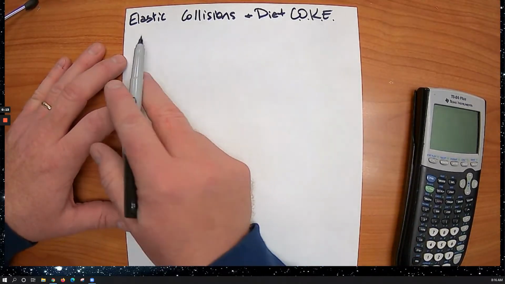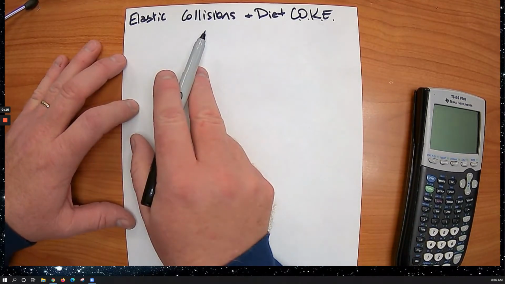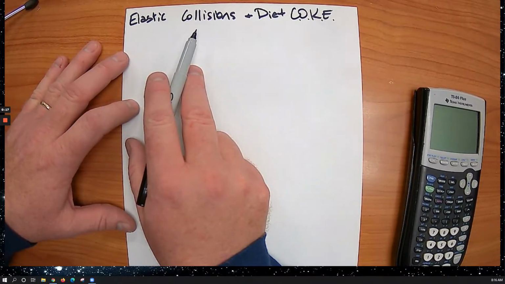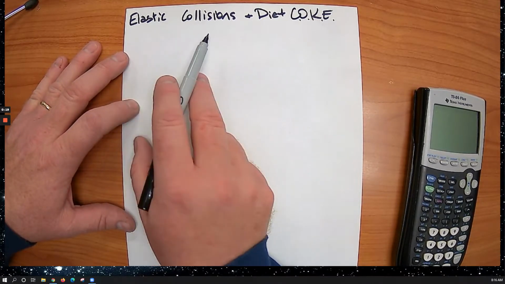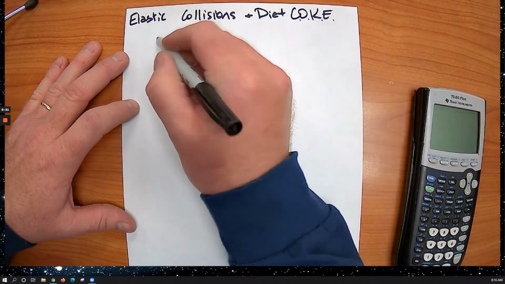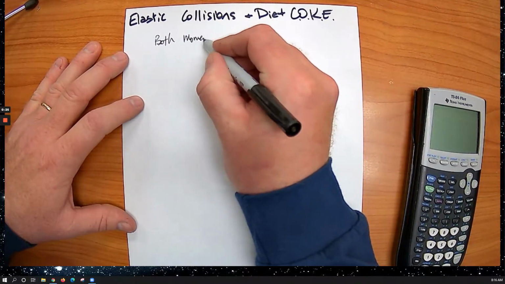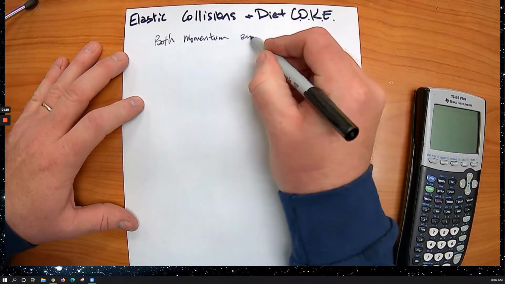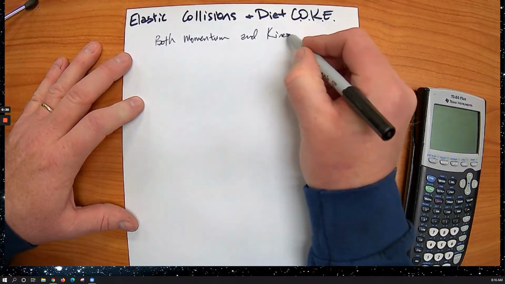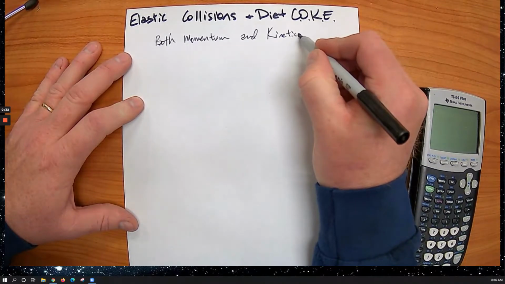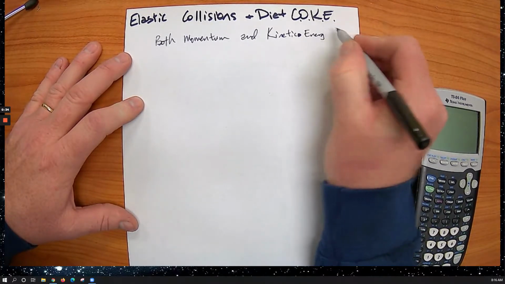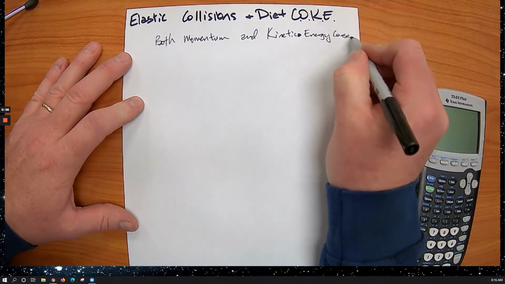Okay, so first of all, let's define what an elastic collision is. An elastic collision is a collision where both momentum and kinetic energy are conserved. Let's just write that down. Both momentum and kinetic energy are conserved.